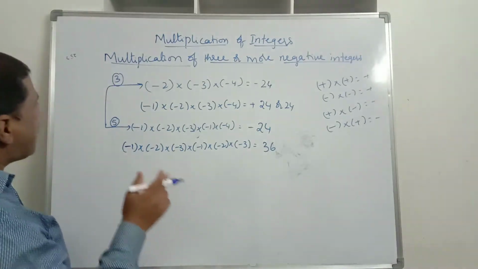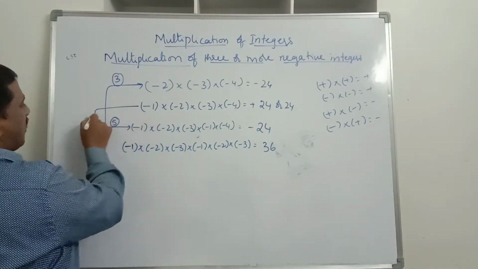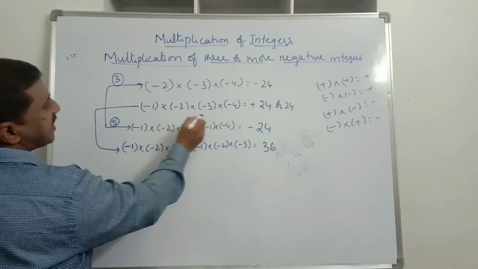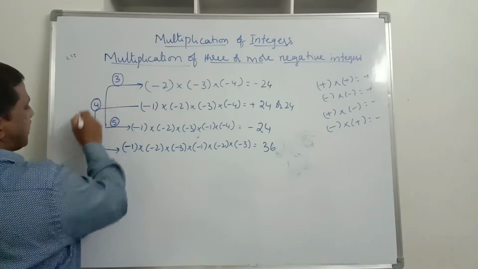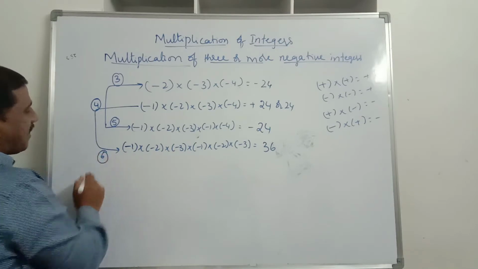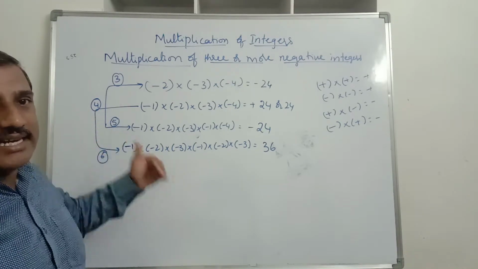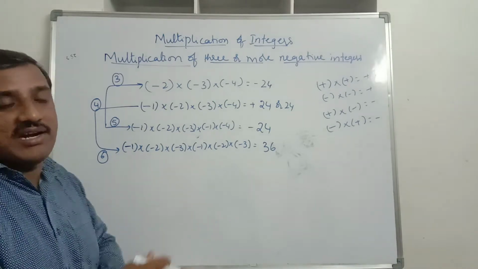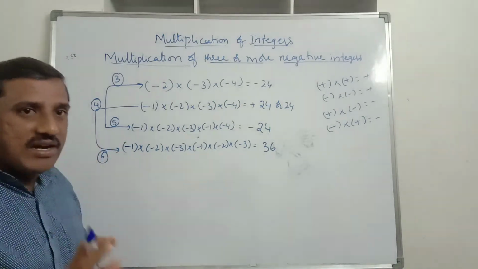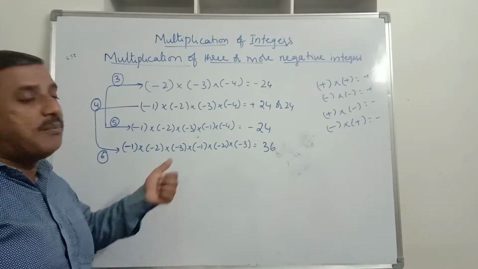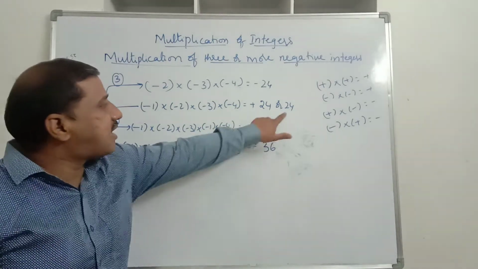What about an even number? If you see these two, how many integers have we multiplied here? 4 integers. And here 6 integers we have multiplied. What are 4 and 6? Even numbers. 4, 6, 8, 10 like this. If you multiply an even number of negative integers, we always get a positive integer. We got plus 36 and plus.